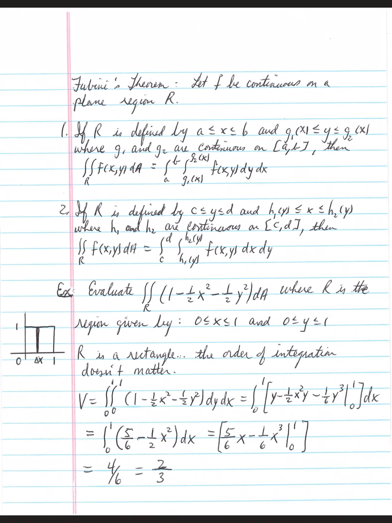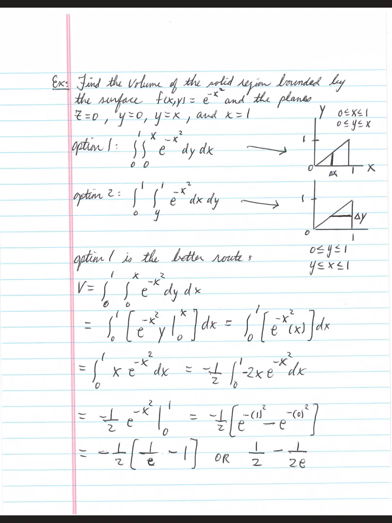Now we can integrate with respect to x from 0 to 1, and that'll be 5/6 x minus 1/6 x cubed, evaluated at 1, comes out to 4/6, which reduces to 2/3. Again, a 0 through here clean sweeps 0.